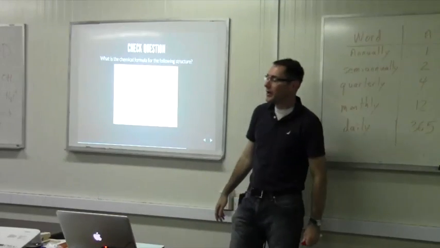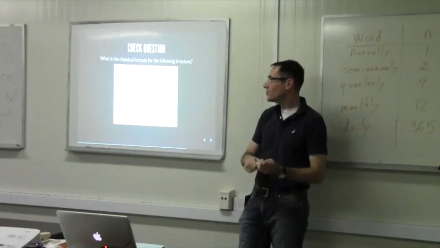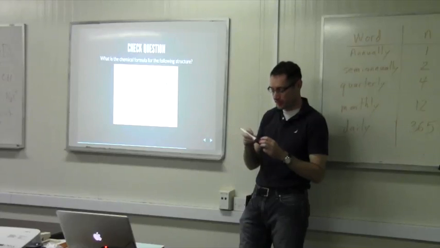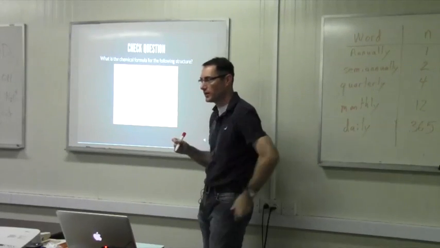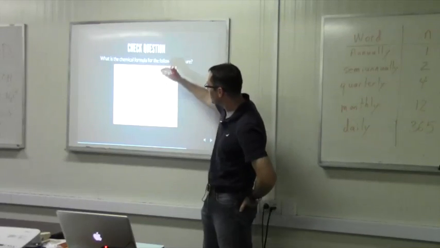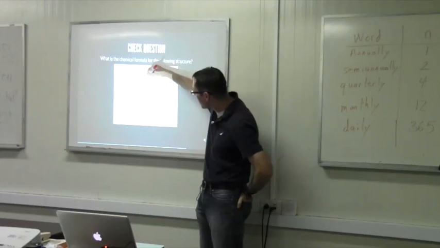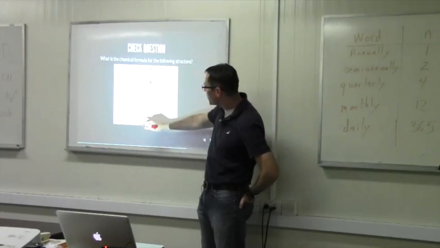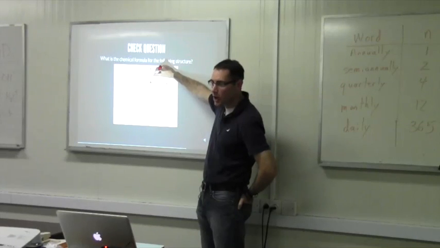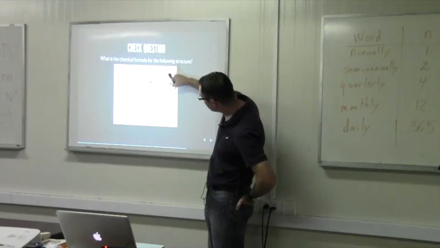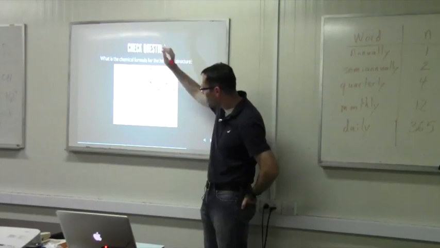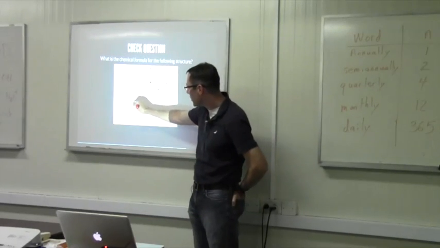All right, check question. Here we go again. What is the chemical formula for the following structure? You want to answer it quick like last time? Let's see. What's up here? 1 carbon. What's here? 2 carbons. Is there another carbon here? No, that's just another bond. How about here? Carbon, carbon, carbon. So 1, 2, 3, 4, 5. So it's one of these two, right?